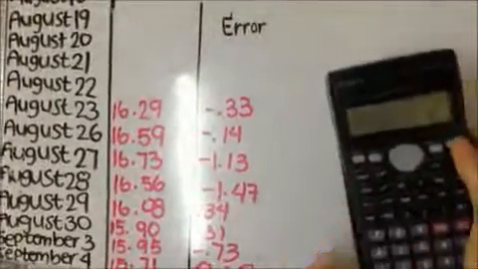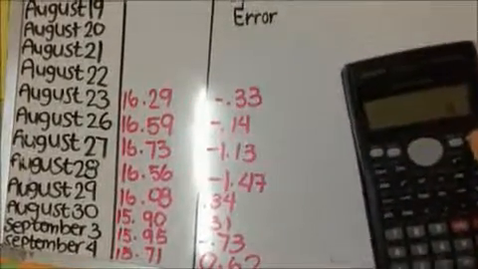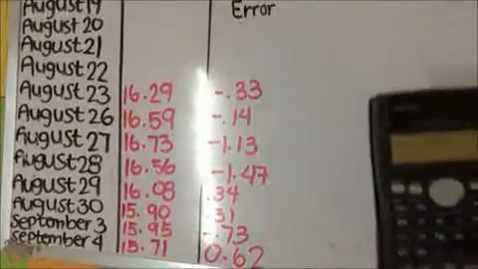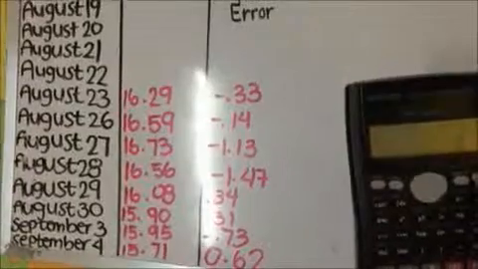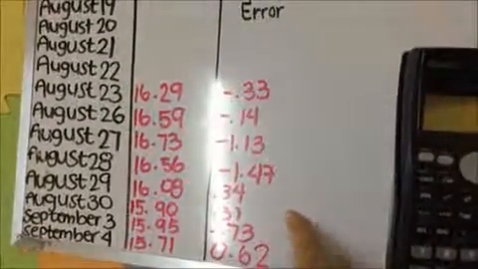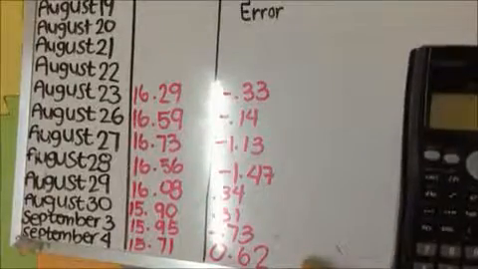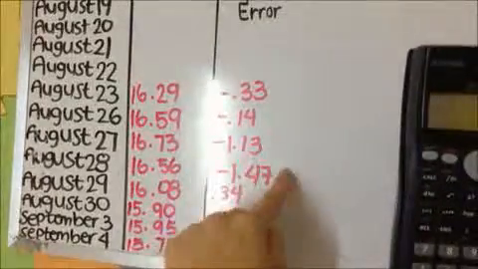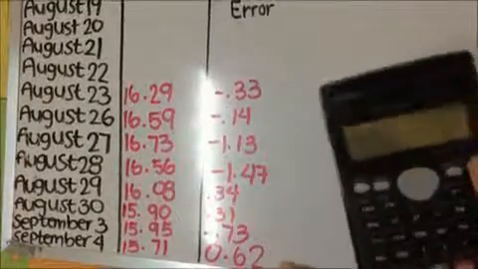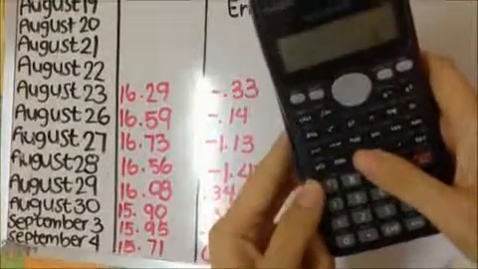The next thing we are going to do is look for the MSE, or mean squared error. So we are going to square everything, add everything, and divide it by 1, 2, 3, 4, 5, 6, 7, 8. So we are going to divide it by 8.